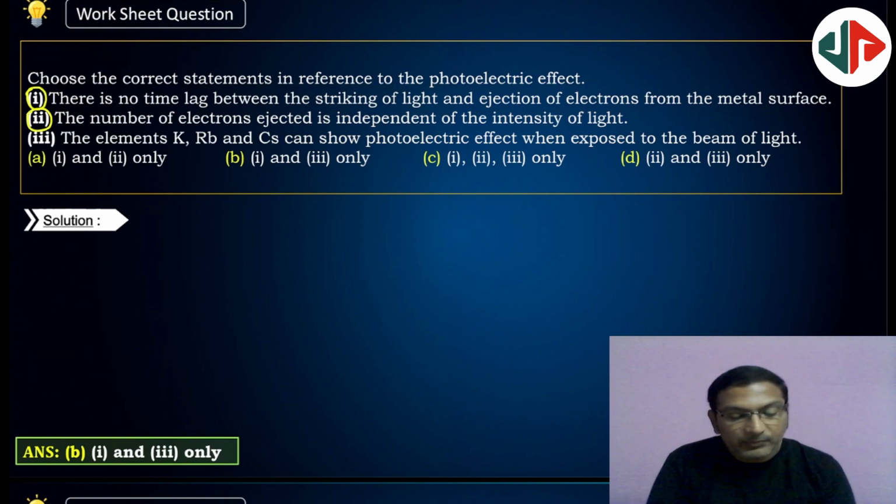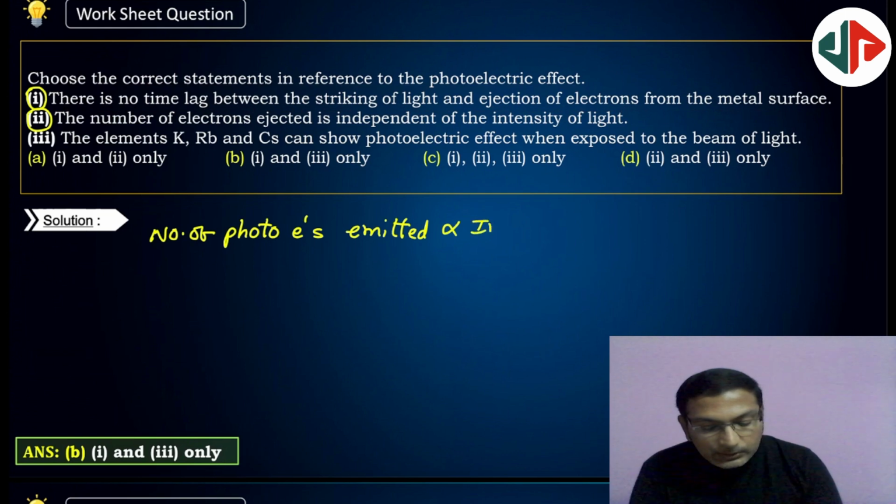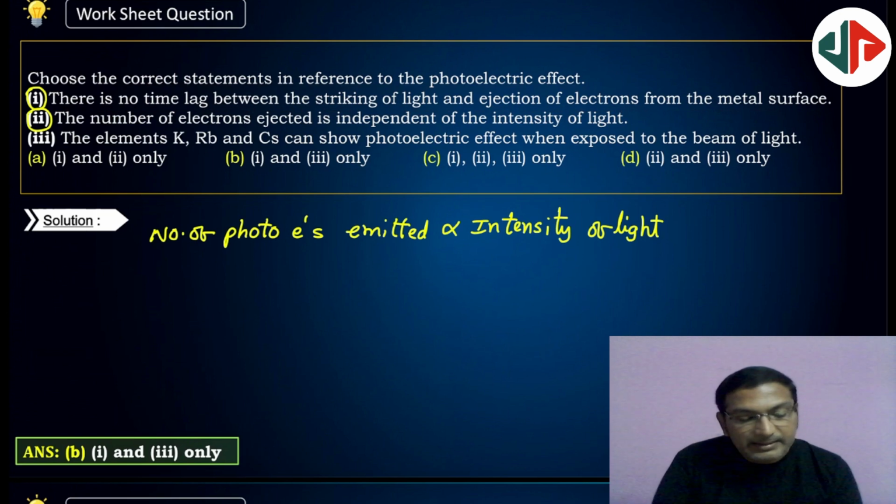See, number of electrons ejected is independent of intensity of light. So we know from photoelectric effect, number of photoelectrons emitted is directly proportional to intensity of light. But here in statement 2, it is given number of electrons ejected is independent of intensity of light. Therefore, second statement is wrong.